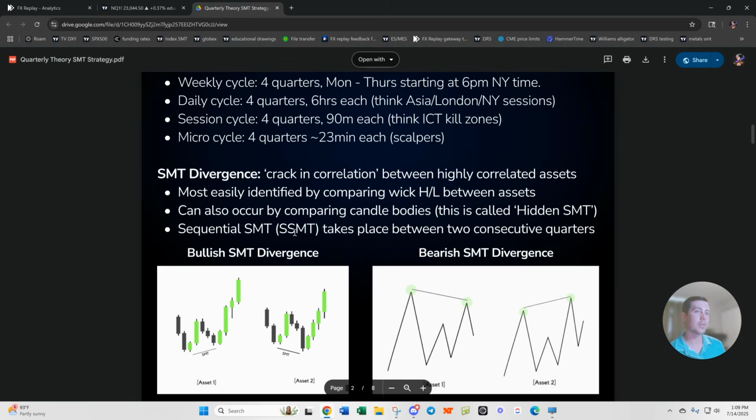And then he takes it one step further, calling it a sequential SMT, SSMT, which basically takes place between 2 consecutive quarters. So that's what we're going to be looking for today for the most part.